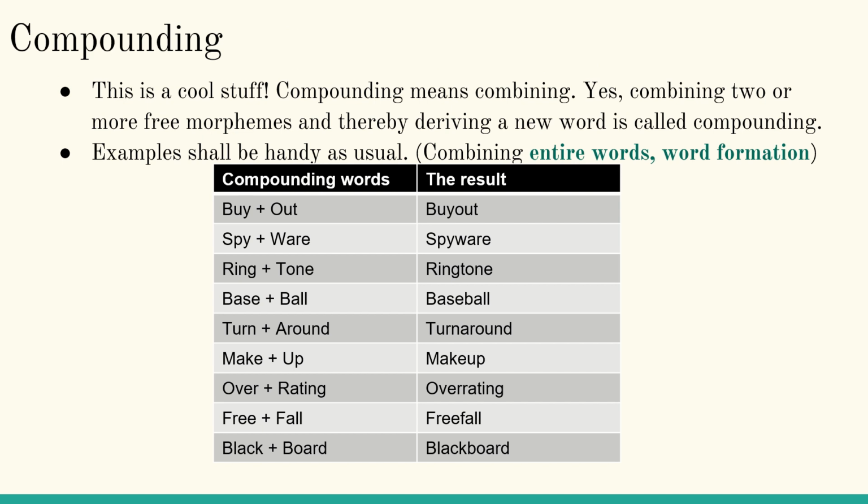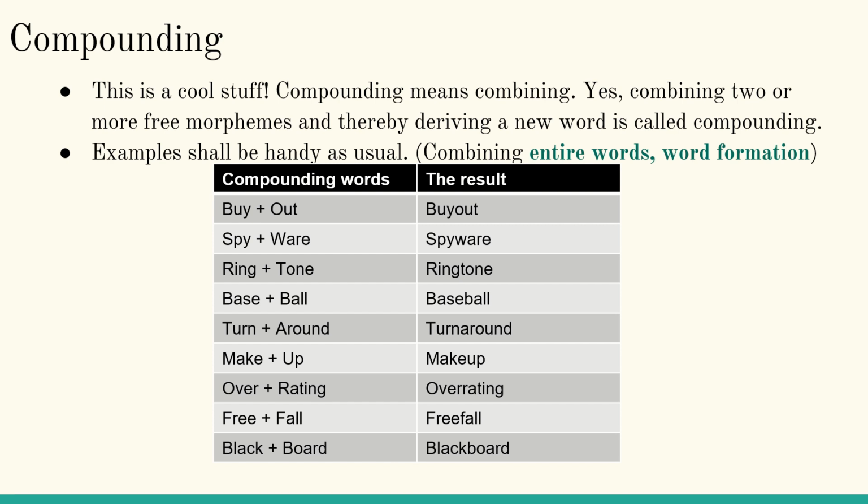Now what is compounding? This is a real cool stuff. Compounding means combining two entire words, each of which on its own has some meaning. I have two different words, for example, base plus ball. Both are already meaningful. They both are already good words out there. So when I combine these together, what I get is baseball.